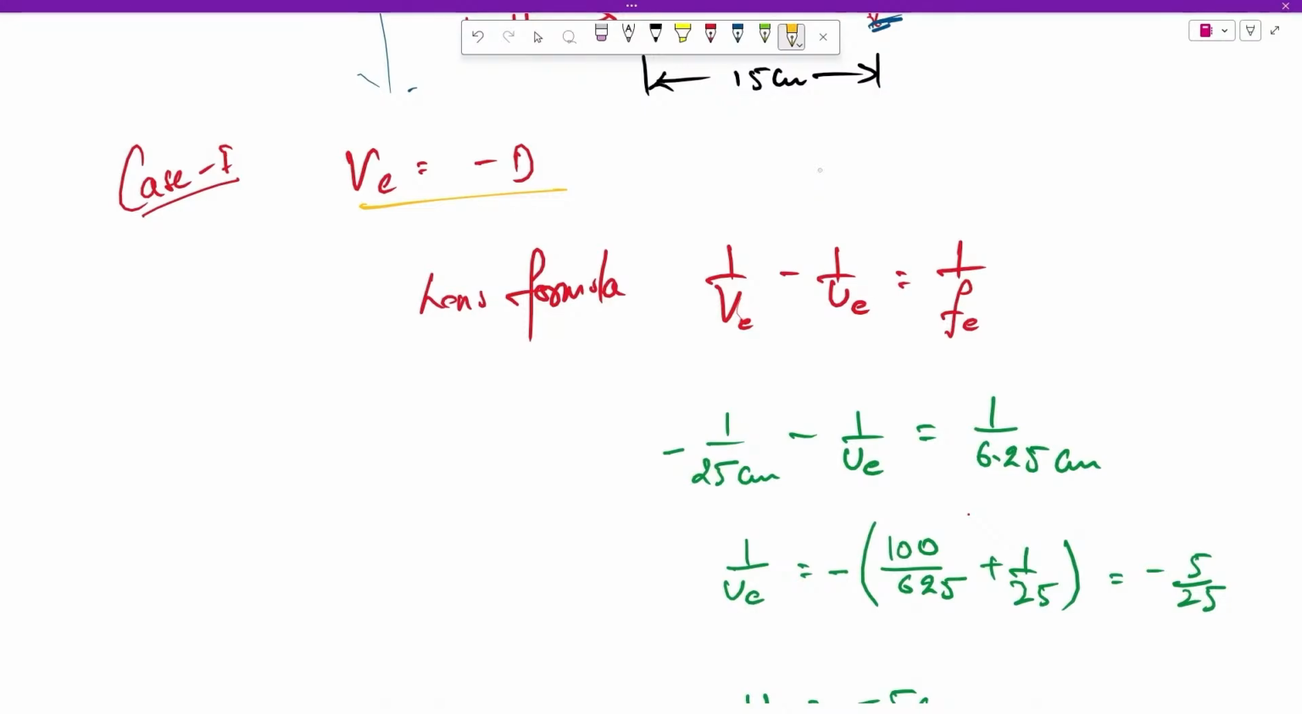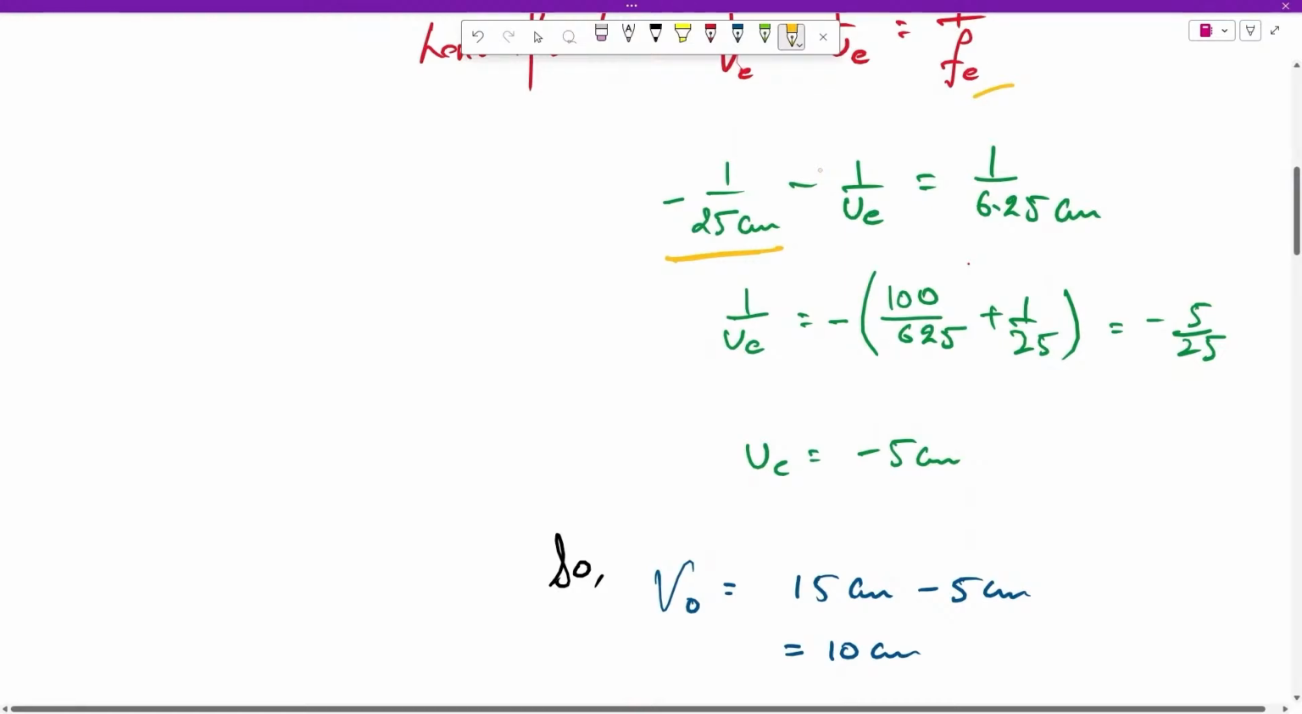So here 1 by VE is minus of 25 centimeter. Now 1 by UE is equal to 1 by 6.25. We have been given the value of FE, that is 6.25. And since it is a convex lens, FE is going to be positive. Now solving for this, we have got a value of UE as minus of 5 centimeter.